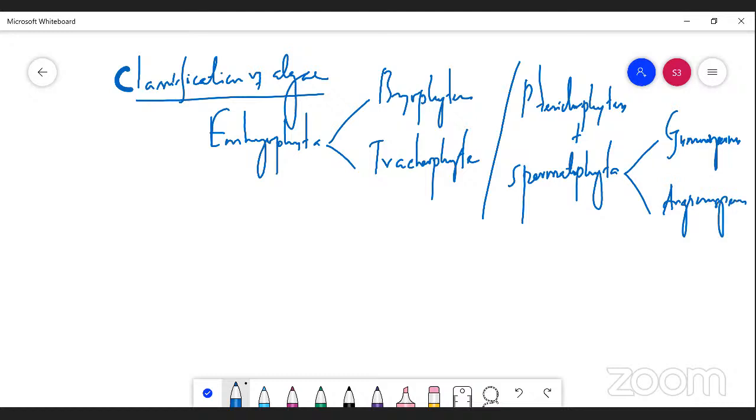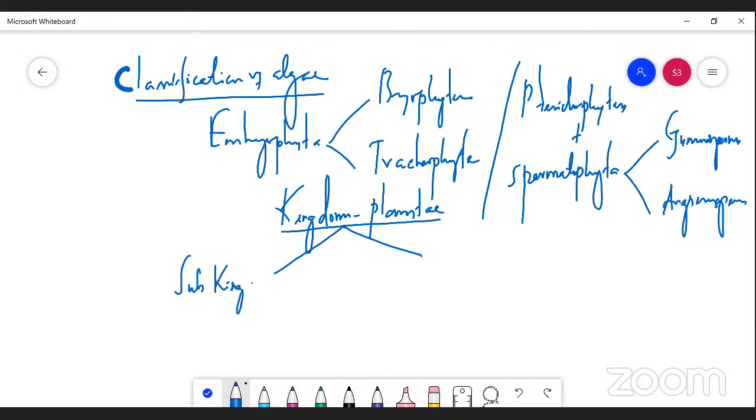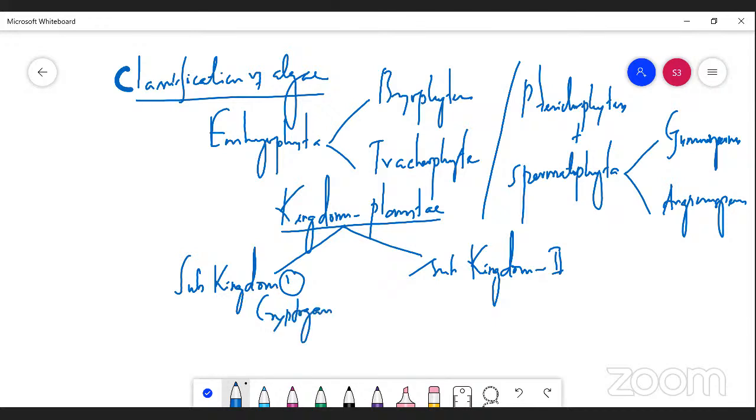For an outline, the plant kingdom classification is commonly called kingdom Plantae. The kingdom Plantae is further classified into two subkingdoms: subkingdom 1 and subkingdom 2. The first subkingdom is commonly called cryptogamia. The second subkingdom is commonly called phanerogamia.